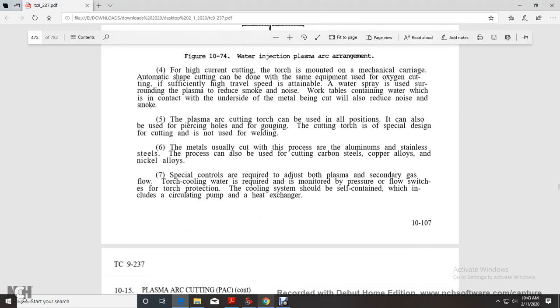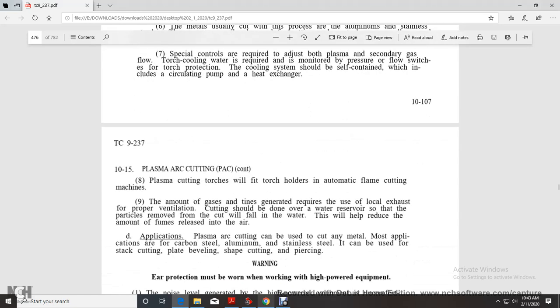Special controls are required to adjust both the plasma and secondary gas flow. Torch cooling water is required, with a monitor and pressure flow switch for torch protection. The cooling system should be self-contained, including a circulating pump and a heat exchanger. Plasma arc cutting torches will fit the torch holders of an automatic flame cutting machine. The amount of gas is timed.